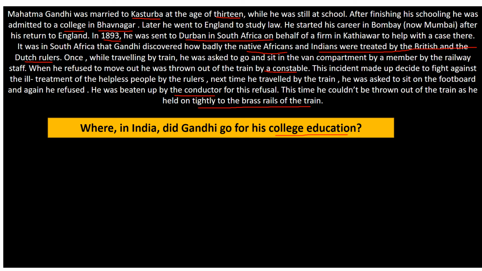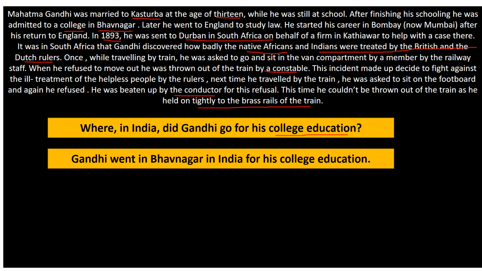So, where in India did Gandhi go for his college education? India. Now you can see over here that after that he went to England. So, India is like Bhavnagar. So, this is my correct answer. Gandhi went to Bhavnagar in India for his college education. Now you can see over here, the question is in past tense. So, my answer is in past tense.